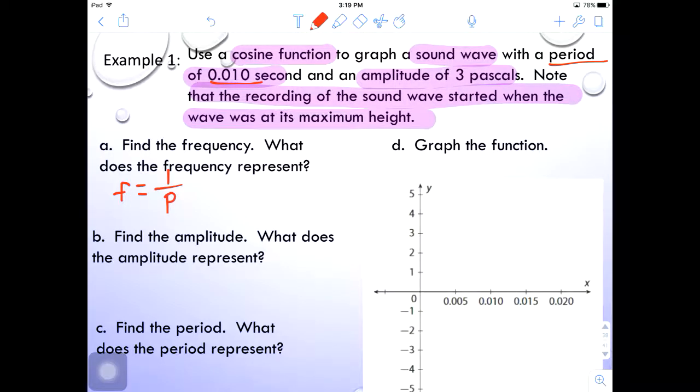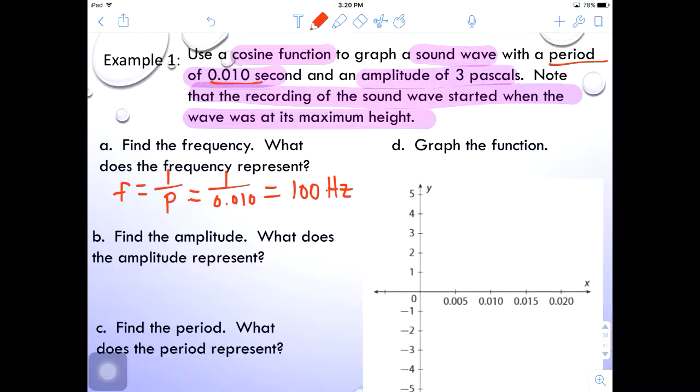0.010. So if we substitute the period, that's 1 over 0.010. If you have the 1 over x function on your calculator you can use that, or you can just take 1 divided by 0.010, and you should get the answer of 100. Remember, frequency is measured in hertz. So this is the number of cycles the sound wave makes in 1 second. So in 1 second, the sound wave goes through 100 cycles. And that's what it means.